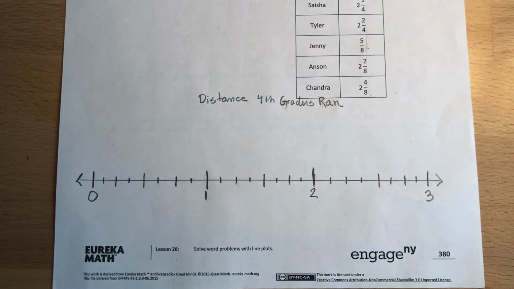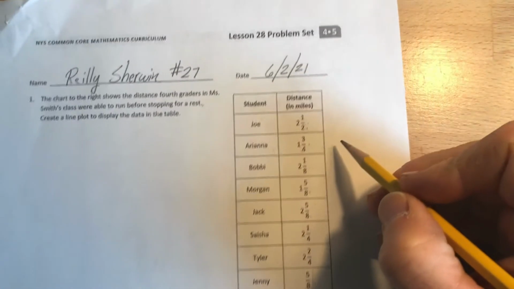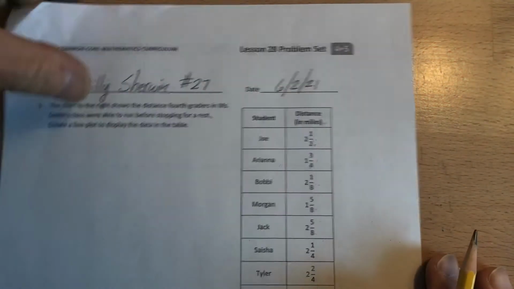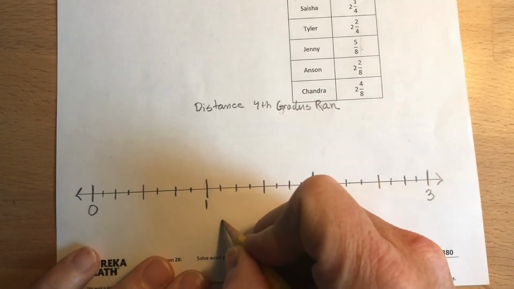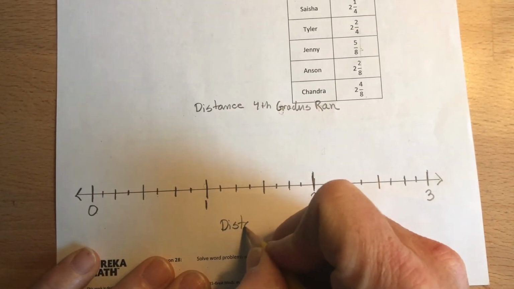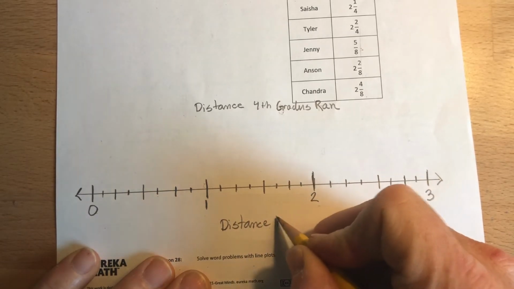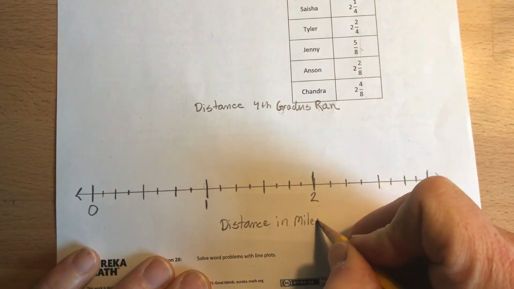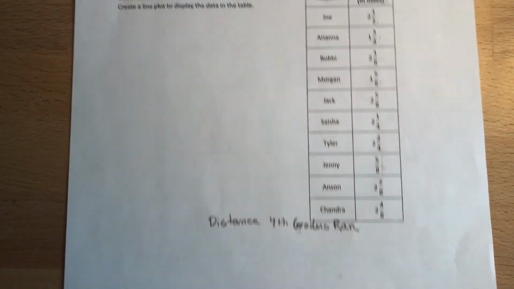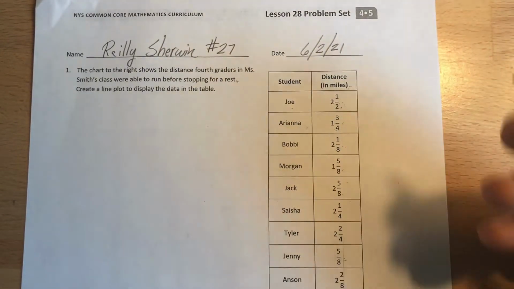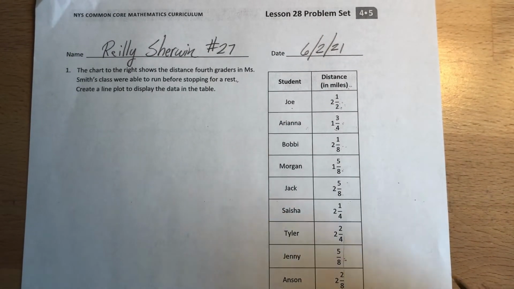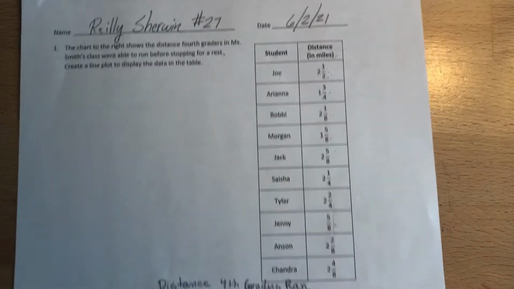Now what I can do is plot my data, all right? First, I need to label what this number line represents. It represents distance, the distance in miles. Let me write this down. Distance in miles. Okay? Perfect. So now on a line plot, you have to plot the measurements with an X, all right? So we're going to create that line plot, so down here are X's.